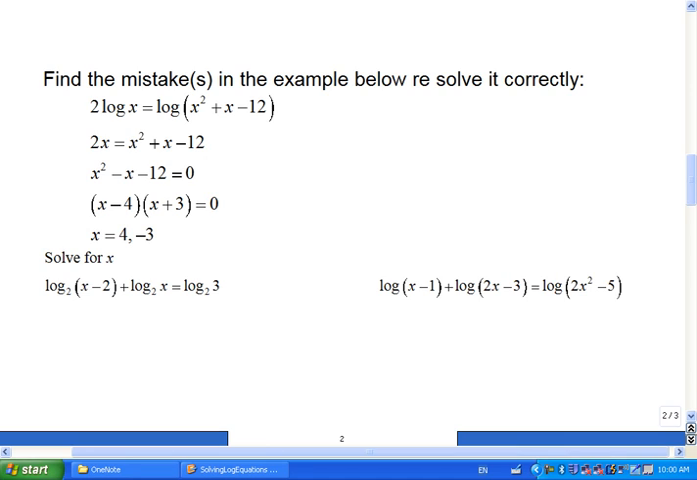Okay, so I'll let you take a look at this one, and we'll see if you can figure out what the mistake is, and then we can unpause it when you feel like you've got an answer. Okay, so hopefully you've had a chance and you could figure it out. Here's the problem right here.